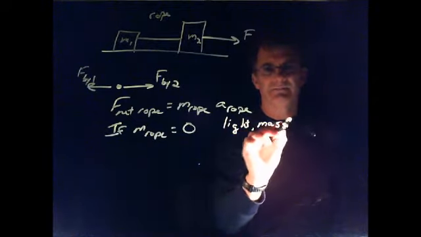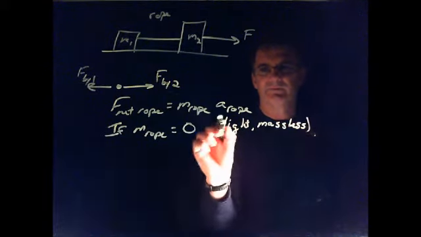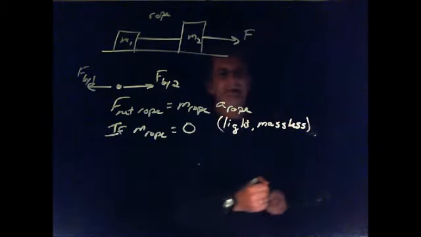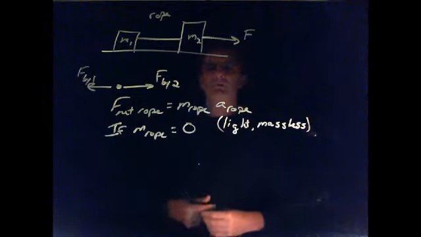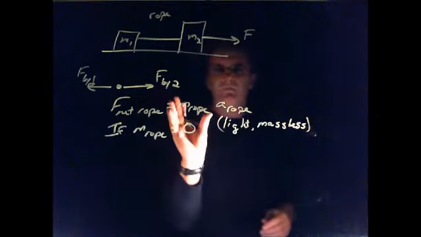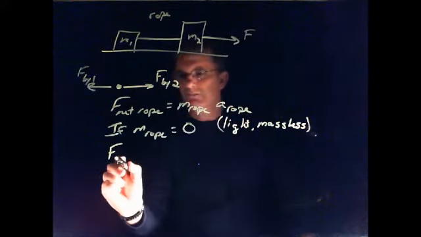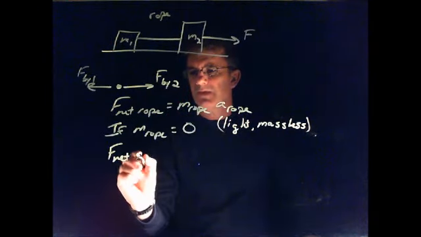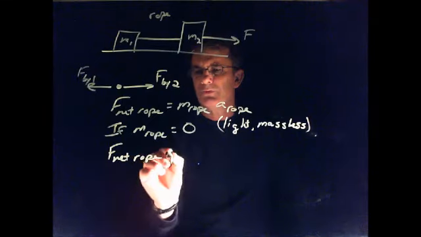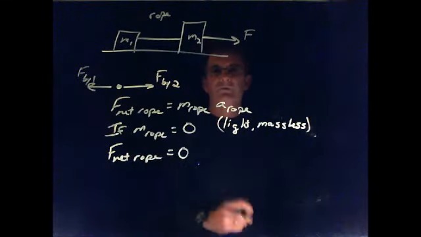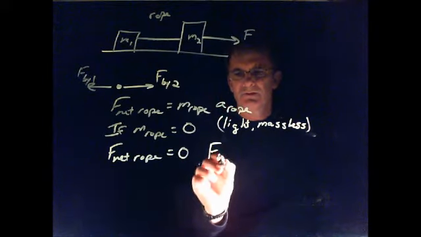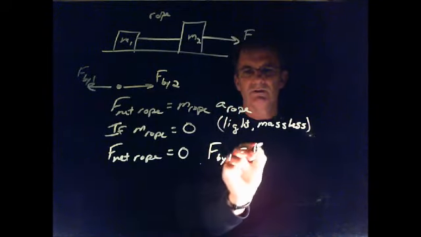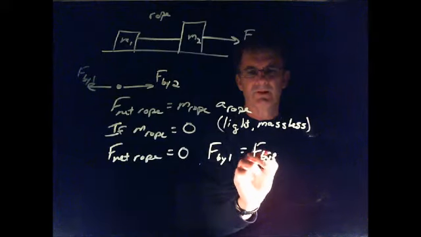We might even say it's massless. Now, there's no such thing as a massless rope, but the mass is so low it's not going to affect the overall mass of the system. If the mass of the rope is 0, the net force on the rope is 0. We have no net force on the rope, which means the force by F1 is going to be equal to the force by mass 2.